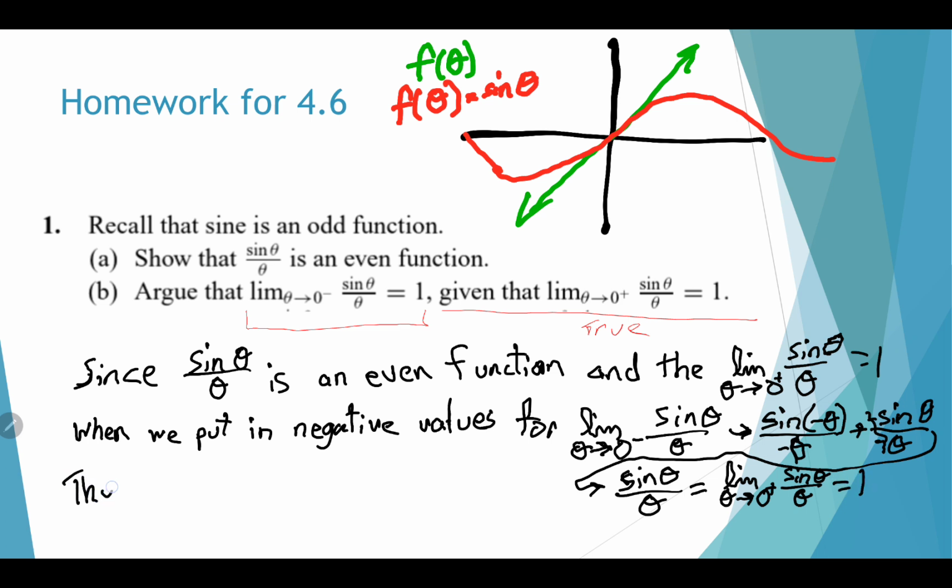Thus, the limit of theta approaching 0 from the left of sine of theta over theta is equal to 1.